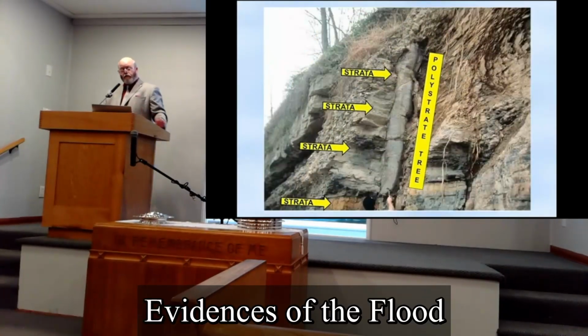We see another polystrate tree here, and they seem to point out 4 strata, but I really only see the top 3 that the tree is going through. Nonetheless, the point is still made that even if these were 1 million years apiece, no tree is going to last 3 million years to have this stuff form around it in a long, slow period of time.